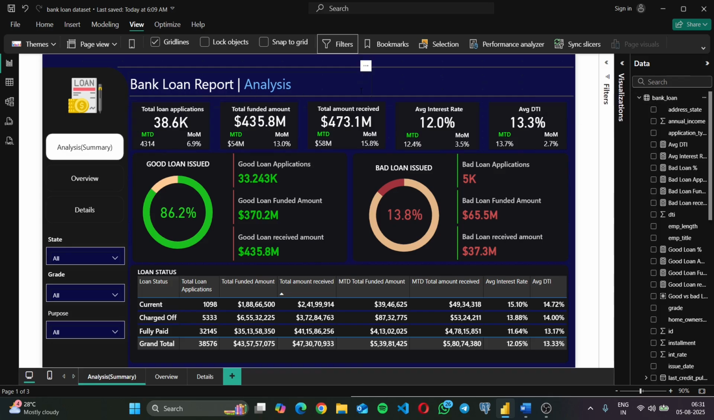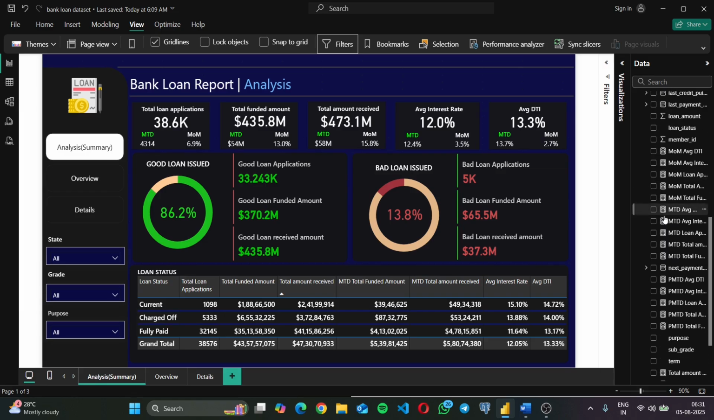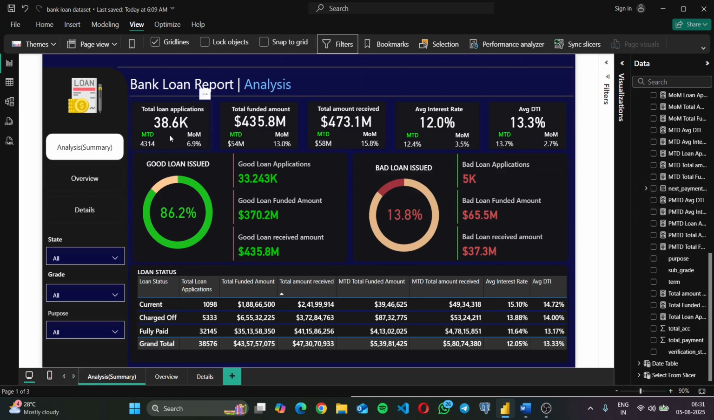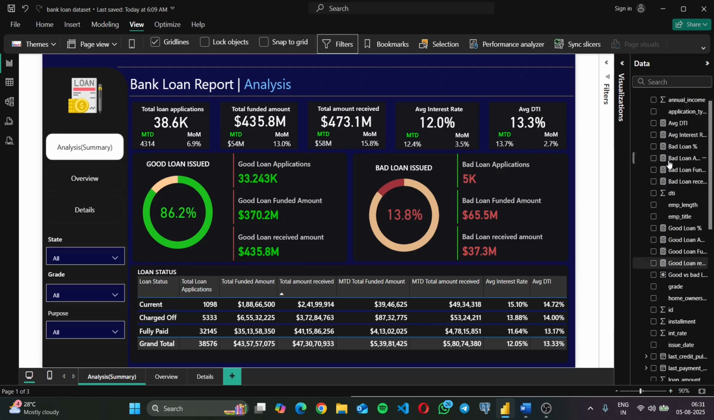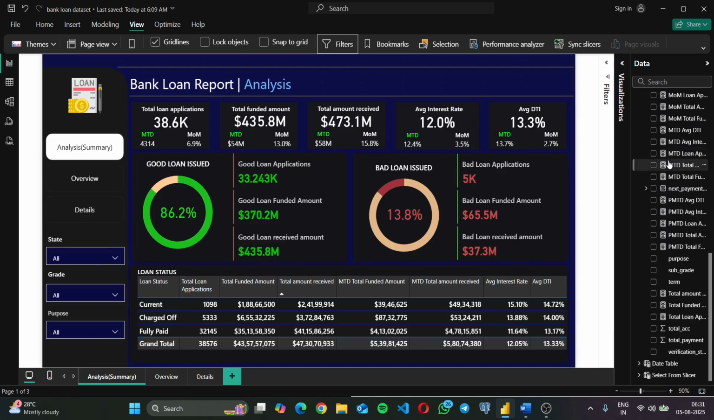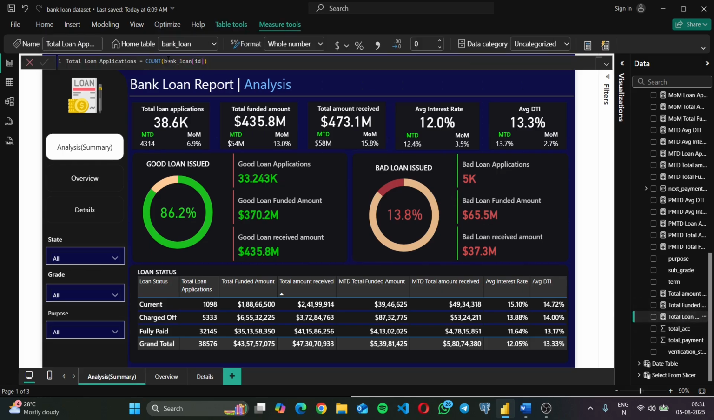Let me quickly show you one of my DAX measures so that I can explain how the logic works here. Firstly, I calculated the total loan approved amount. Here you can see I have calculated a total loan application. That is, I simply counted the ID from our dataset. It shows the total loan applications in our dataset.